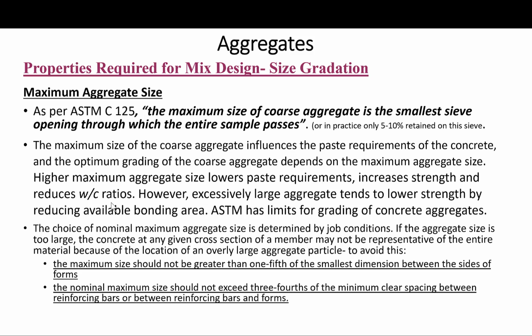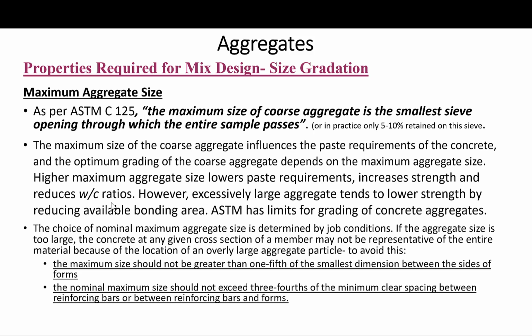For example, if you have a wall or a section of a thin beam, the maximum aggregate size should not be greater than 1/5 of the smallest dimension of the beam, the width of the beam for example, or a wall. For slabs, this figure may be relaxed to 1/3 of the thickness. Okay.